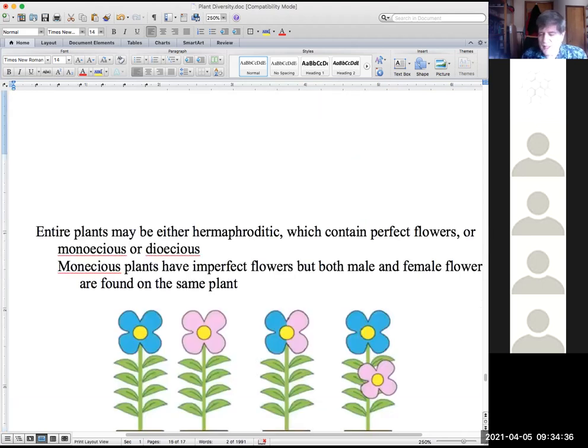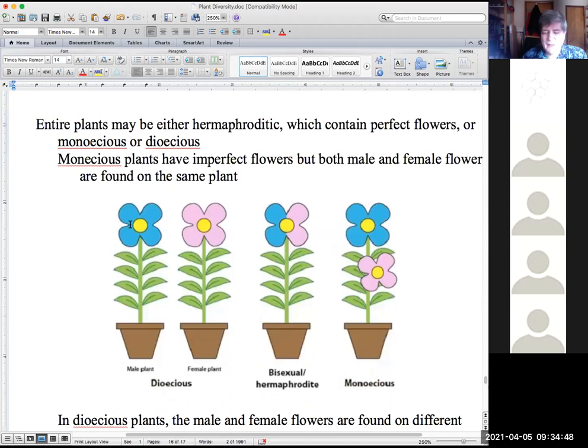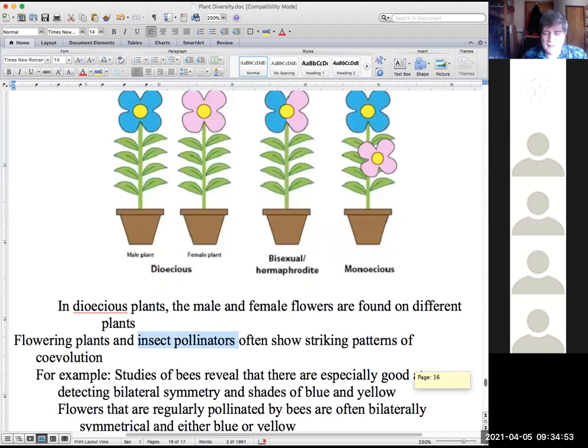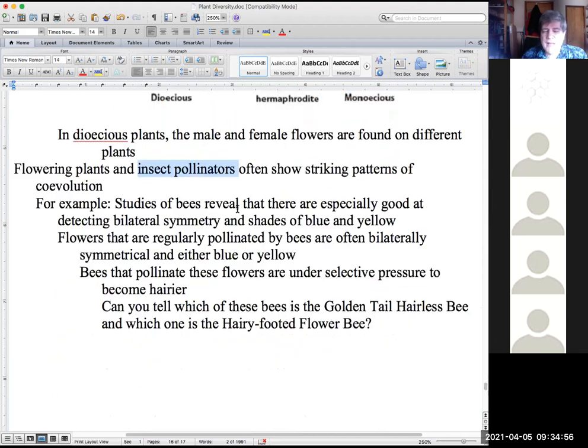So we've got plants that have flowers on the same plant that are male and female. We have plants that have male and female flowers in the same flower. And we have plants that have male and female flowers, but only on different plants. Now, when we talked about evolution, we talked about some of the types of coevolution that have occurred. Remember, one example we gave is that some flowers look like female bees. Why? Because they can attract male bees by looking like female bees.